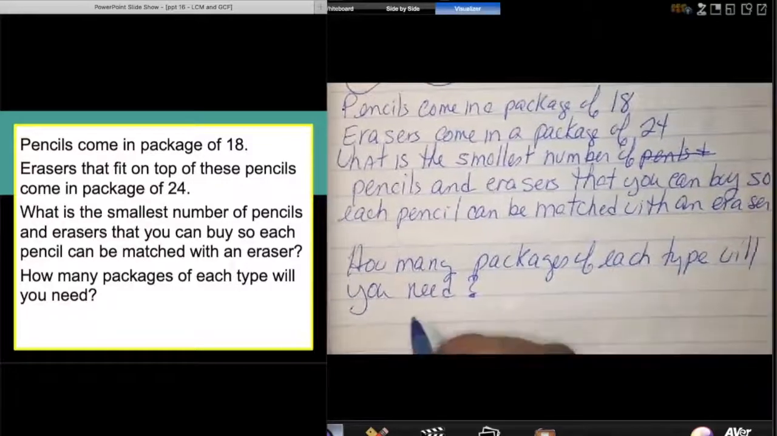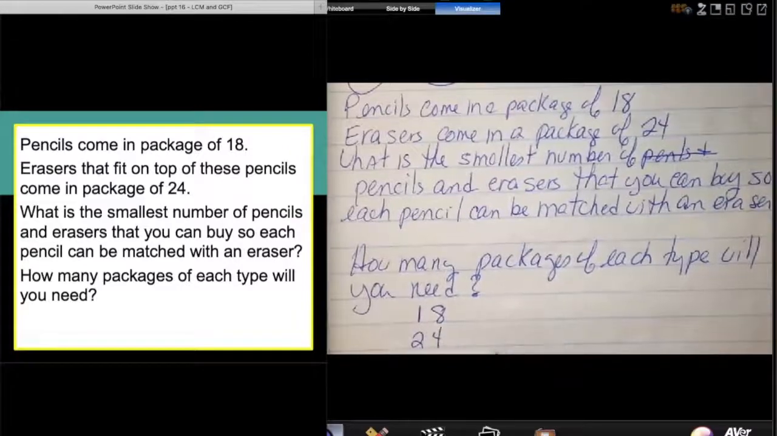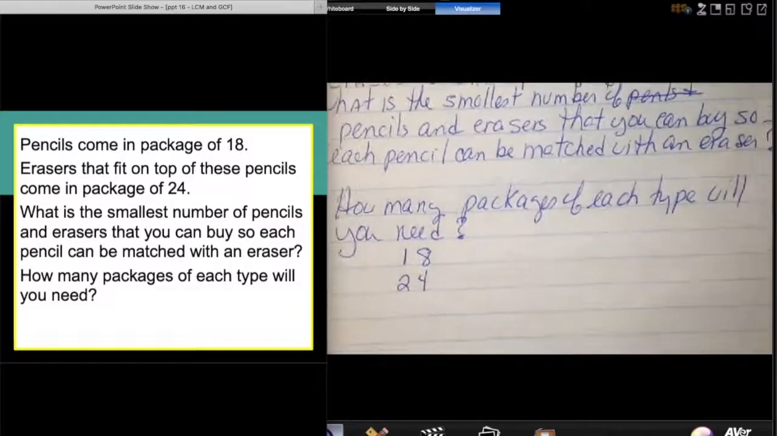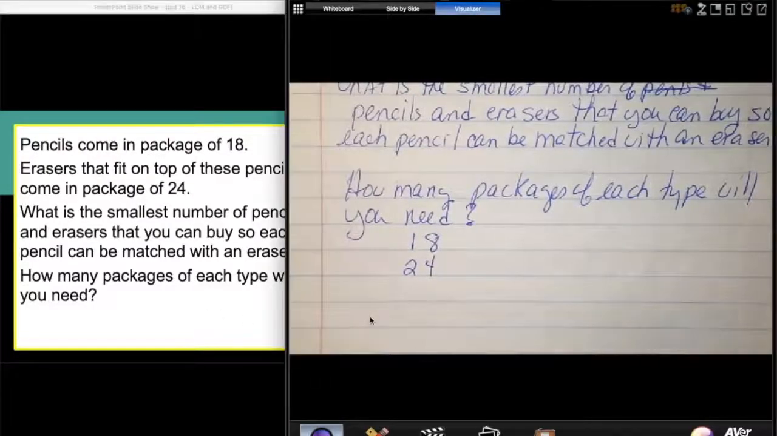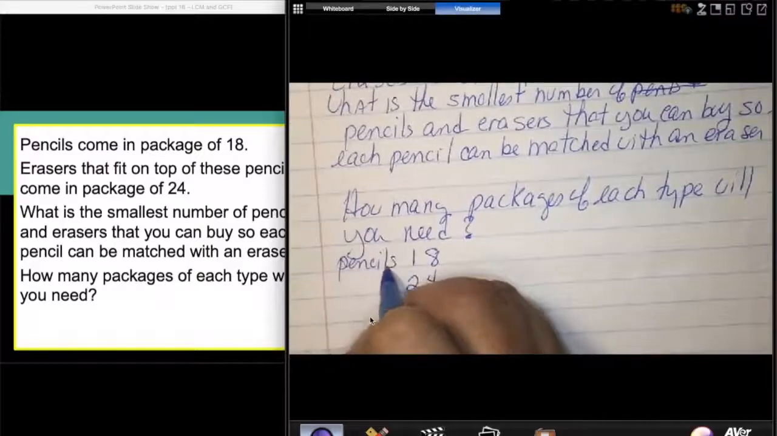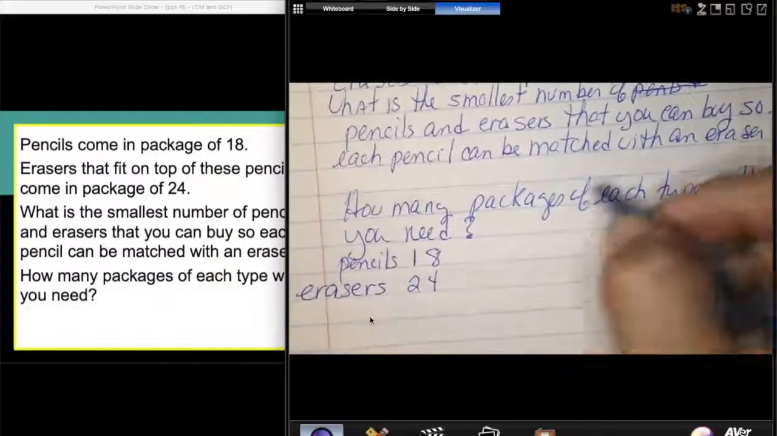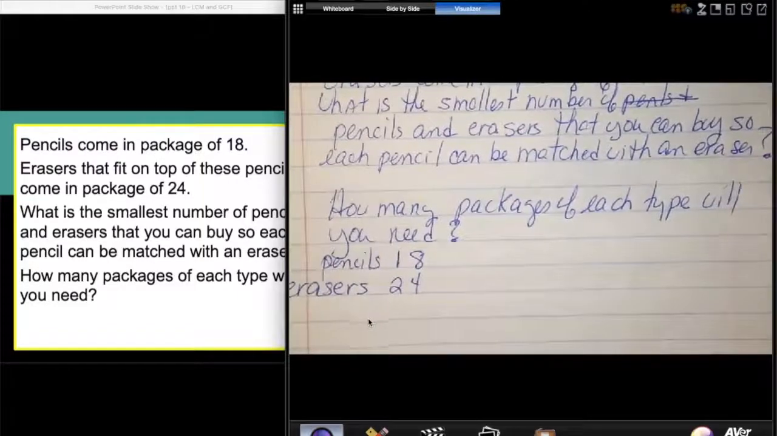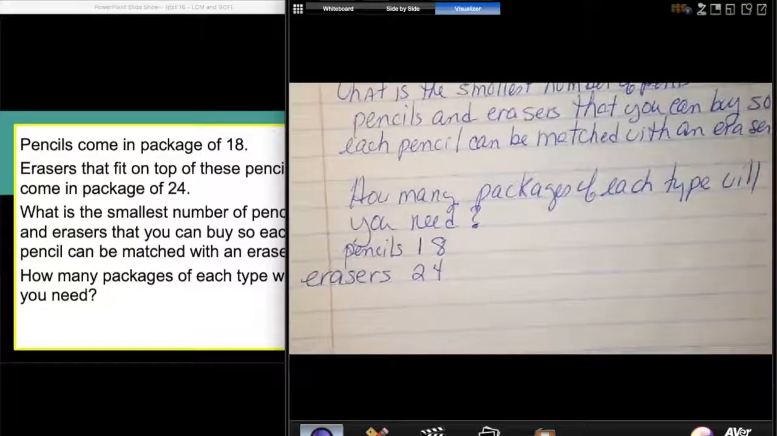Okay, so let's look at this. If I were to buy one package, just one, I will have 18, let's label this. 18 is pencils and 24 are the erasers. So if I buy one package of each, I have 18 pencils and 24 erasers, but I want to continue buying them until they match.